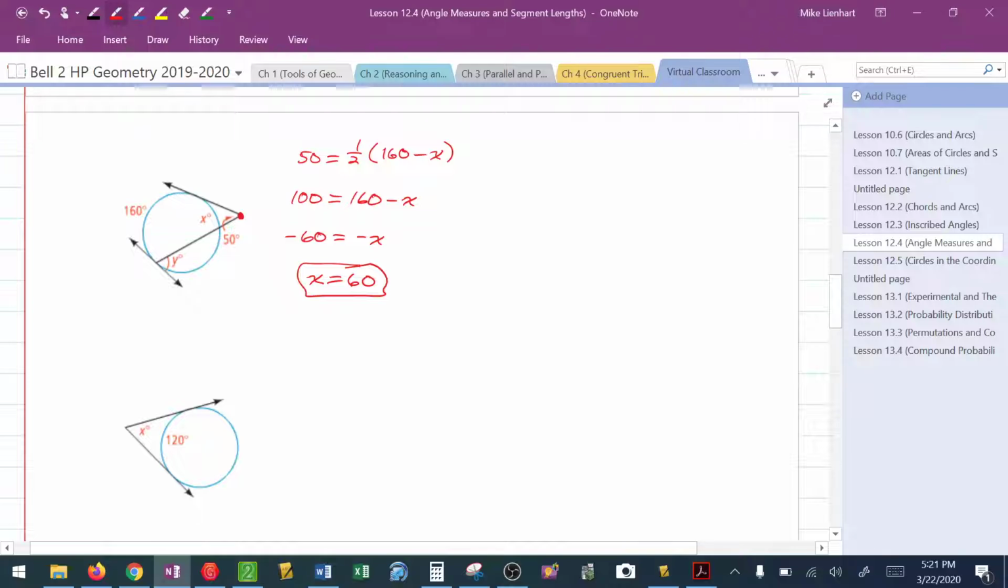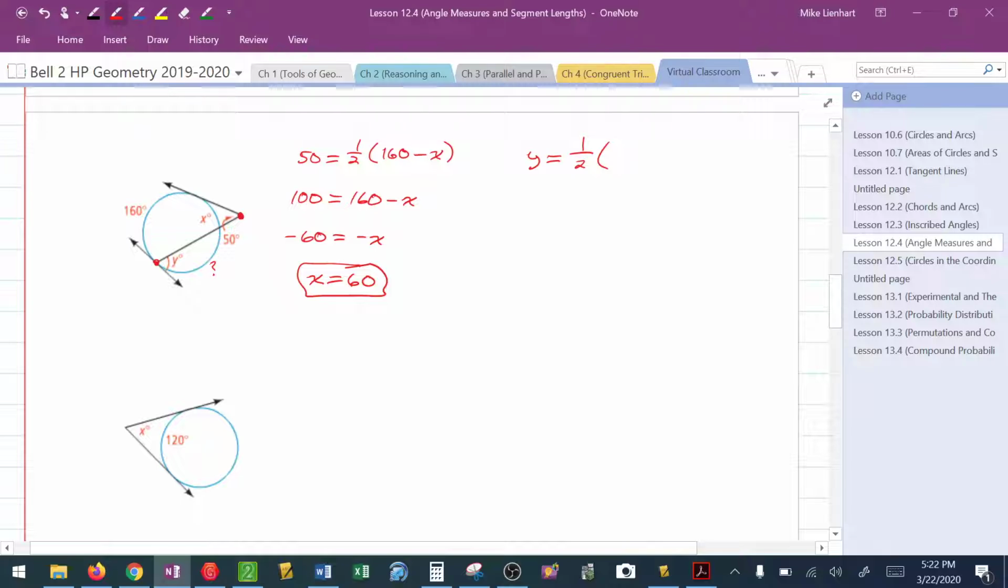Now to find y, that's a different scenario. Its vertex is on. If it's on, the angle is half of its arc. Ooh, but I got a little question mark. I don't know its arc. Well, let's see. We can figure it out here.